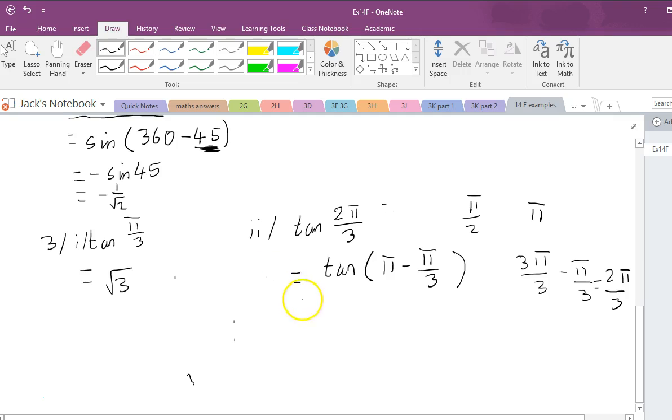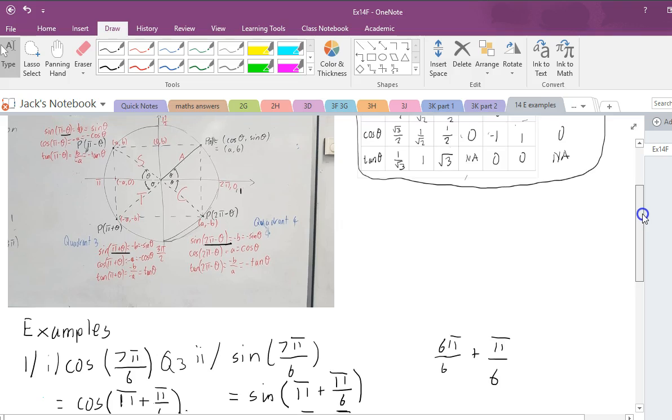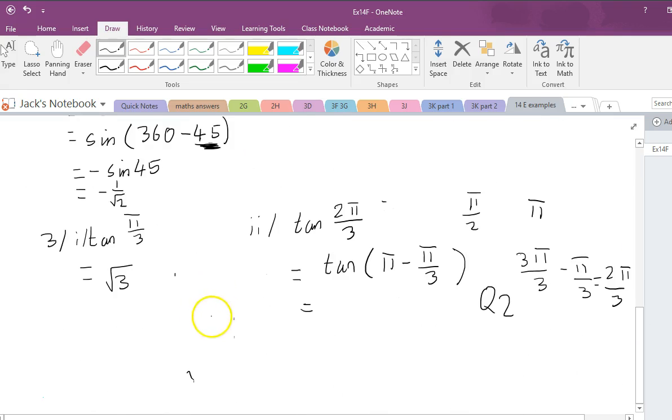Okay, so this is in quadrant, which quadrant? Quadrant 2, because we've got pi minus the reference angle. So in quadrant 2, tan we know is negative because sine's the positive one in quadrant 2. So that's negative tan pi on 3. From over here, we already know that tan of pi on 3 is root 3, so that's negative root 3. Make sure the negative stays on the outside because you can't take the square root of a negative number.